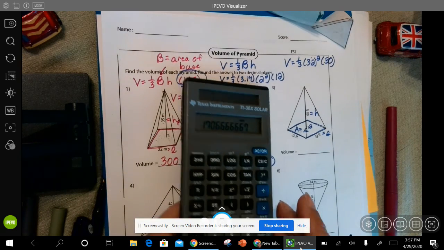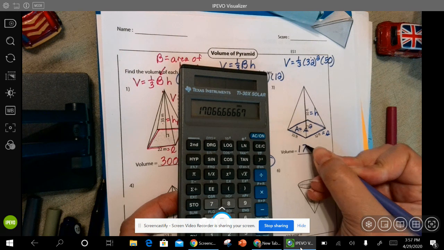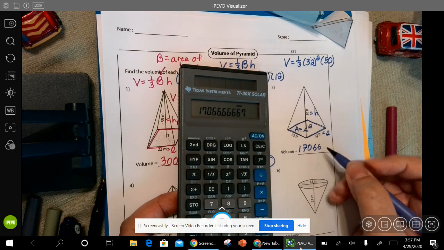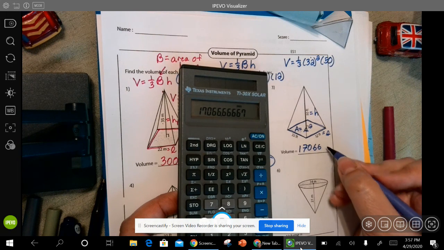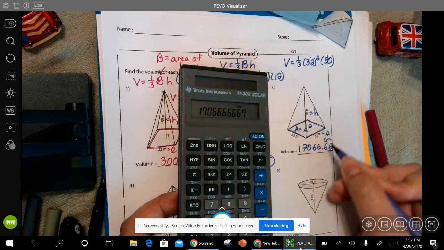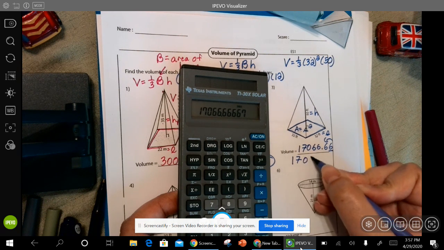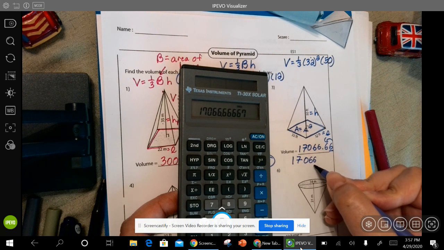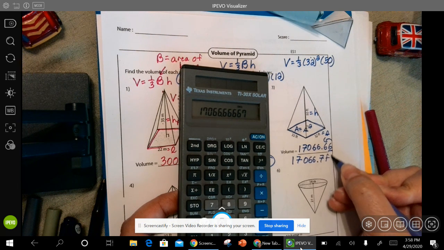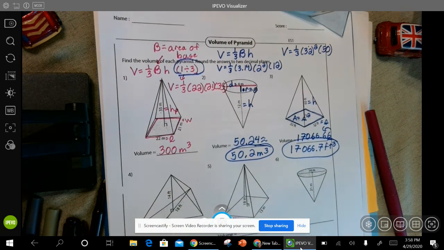Okay, so look on the calculator, everybody. What I get is 17,066.66, and then that 6, remember 5 and up, round it up. So I'm going to round that up to 7 because we're rounding to the tenths place. So 17,066.7 feet cubed.